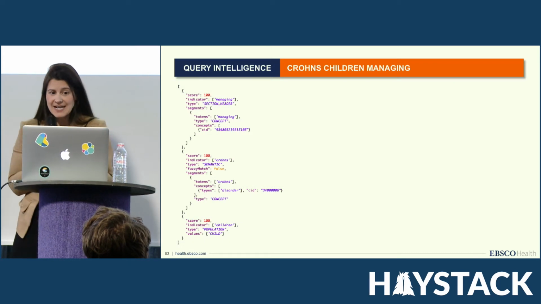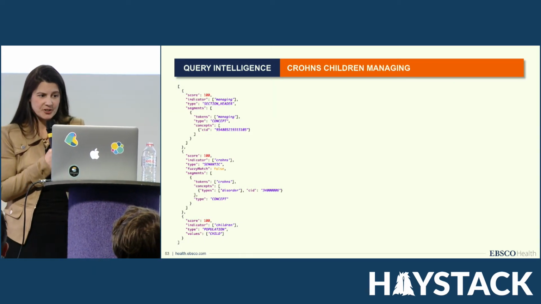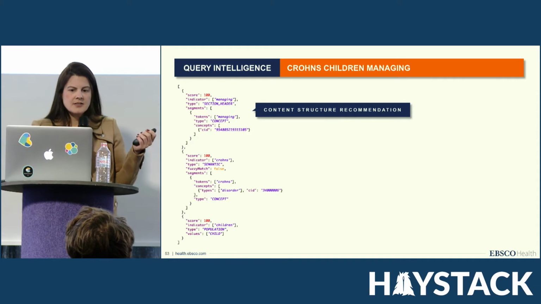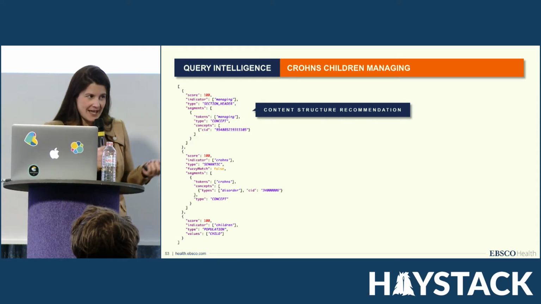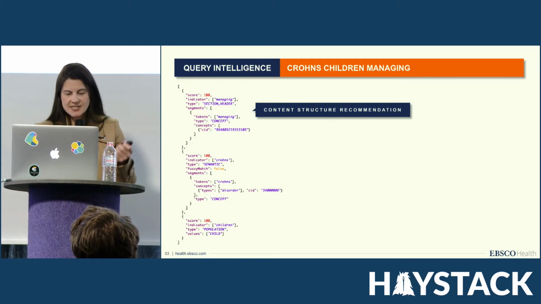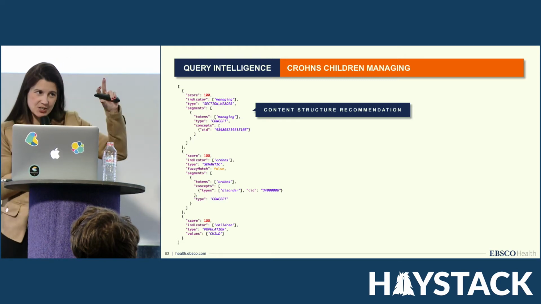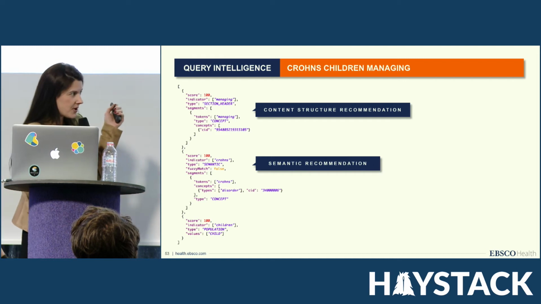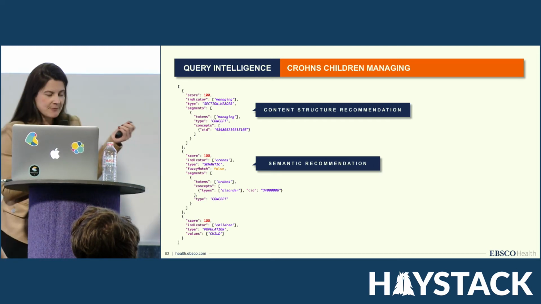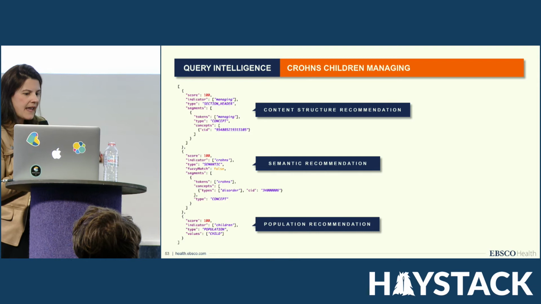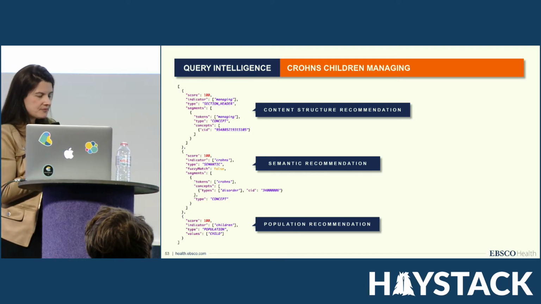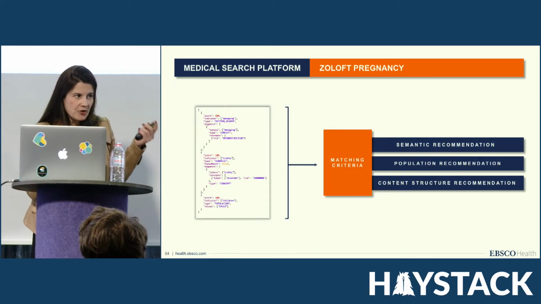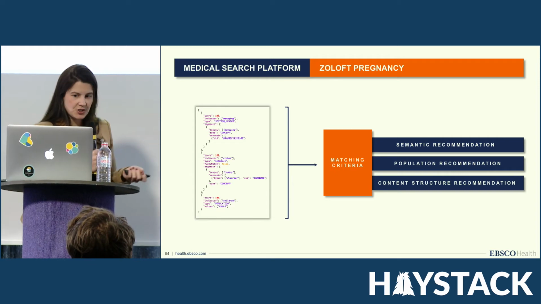Okay, let's take a look at this last example, Crohn's children managing. So I have identified that managing actually corresponds to a section in my content. So it's actually a structure in my content. I've also understood that Crohn's is semantically mapped to Crohn's disease, and that children is a population. So actually all three of these recommendations are used as matching criteria.